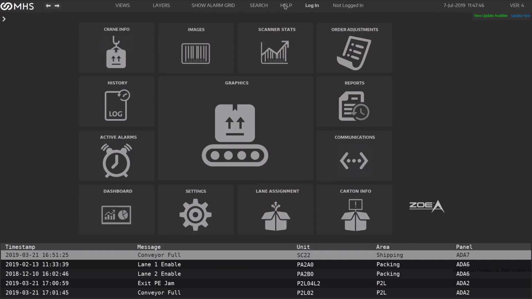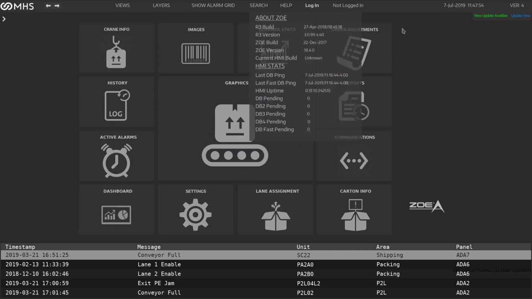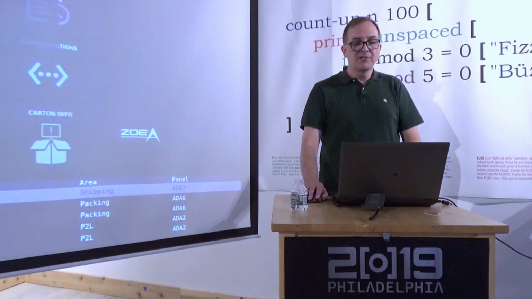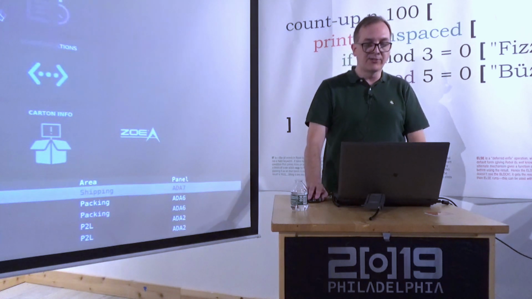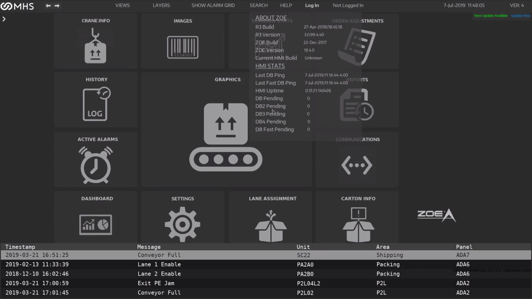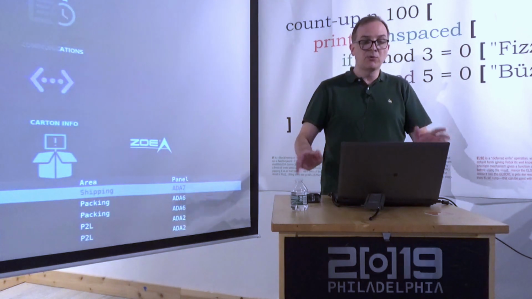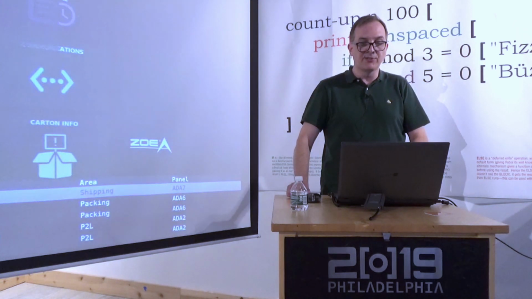Well, there's a couple more little things. Under help here, we have About ZOE, and this brings up a diagnostic screen that tells you about the different version numbers, the builds of ZOE. And down here on the HMI stats, we have the all-important database connections. They're all disabled right now, but you can see that we maintain 5 different database connections in ZOE, so we can have 5 pipes to pile in all of our SQL queries, which we do a ton of in these types of applications.